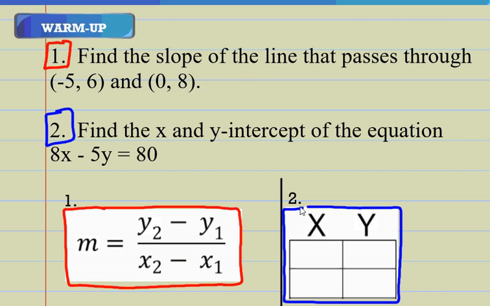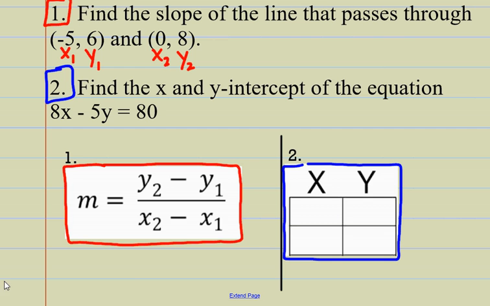Okay, let's go over question number 1. You should probably label the coordinates. This is the x coordinate of the first point. This is the y coordinate of the first point. This is the x coordinate of the second point. This is the y coordinate of the second point. Now you know what to substitute in.